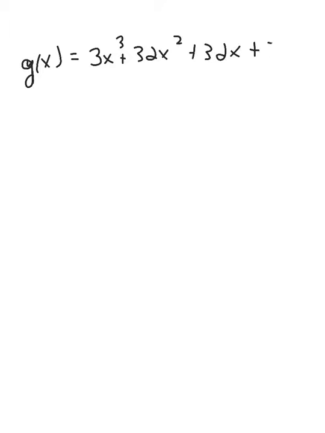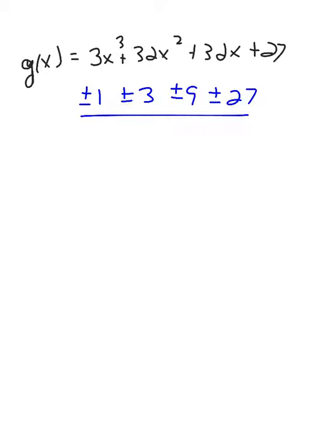Okay, so B is g of x. So I have g of x is equal to 3x cubed plus 32x squared plus 32x plus 27. Okay, so my constant factors are plus minus 1, plus minus 3, plus minus 9, and plus minus 27, over the factors of the leading coefficient, plus minus 1 and plus minus 3, which gives me 3. Okay, so now I need my possible rational zeros.